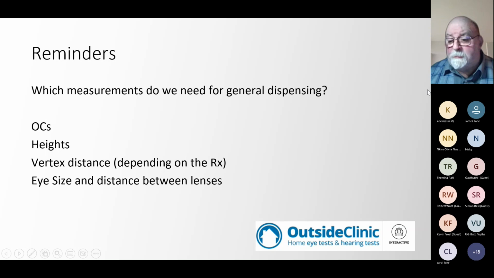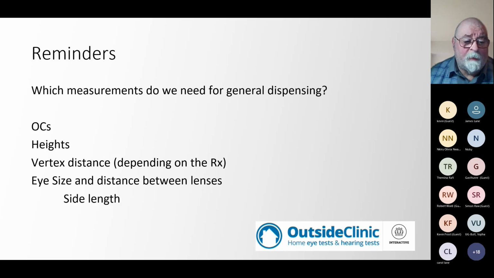Eye size and distance between lenses. We need that for two reasons. The first reason, obviously, is to make sure the frame's going to fit the patient. And the second reason, if we are doing a more complex lens, again, like a PPL or an occupational or a freeform tailor-made lens, this is needed so that we can guarantee that we've got the effectivity constant, irrespective of the line of sight or the line of gaze.